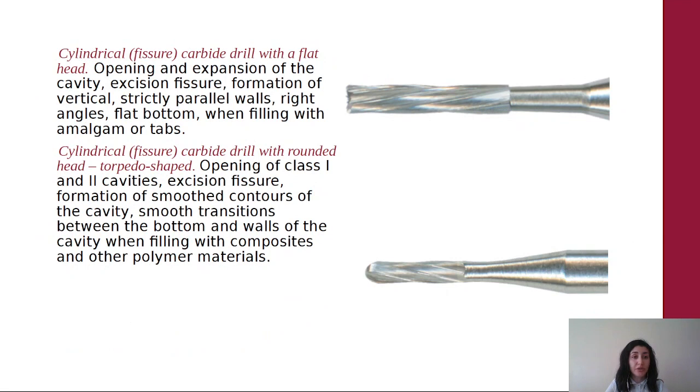Cylindrical hard alloy bur with a flat head: opening and expansion of the cavity, excision of fissures, formation of vertical, strictly parallel walls, right angles, flat bottom when filling with amalgam or taps. Cylindrical hard alloy bur with rounded head, tapered-shaped: opening of class 1 and 2 cavities, excision of fissures, formation of smooth contours of the cavity, smooth transition between the bottom and walls of the cavity when filling with composites and other polymer materials.